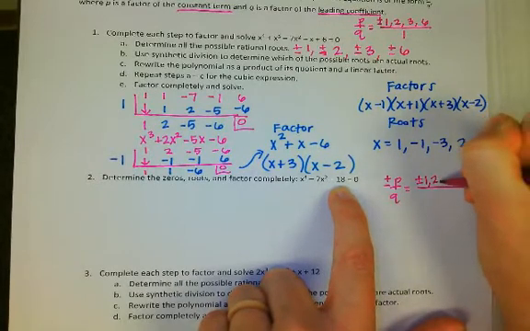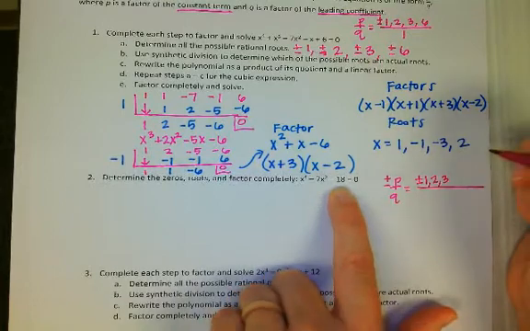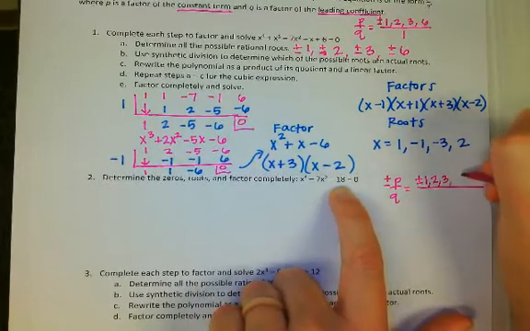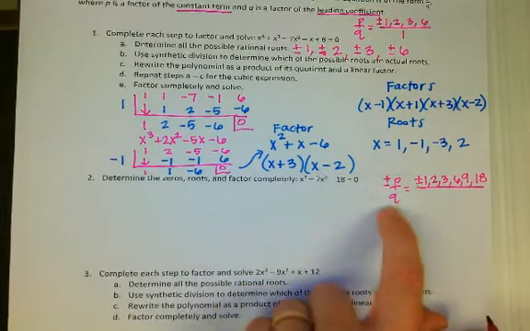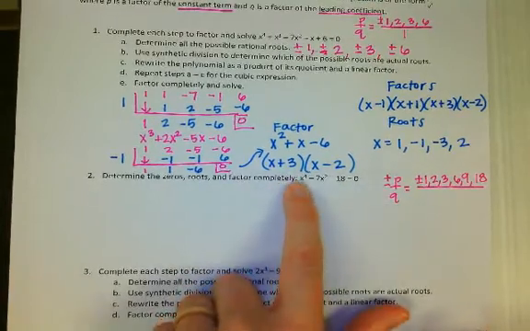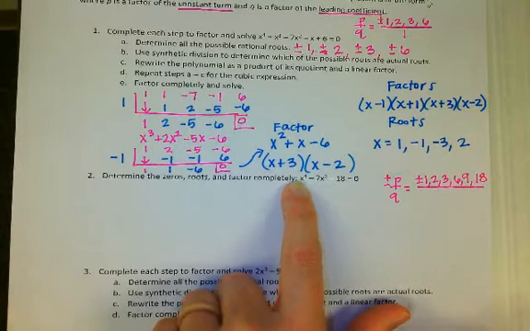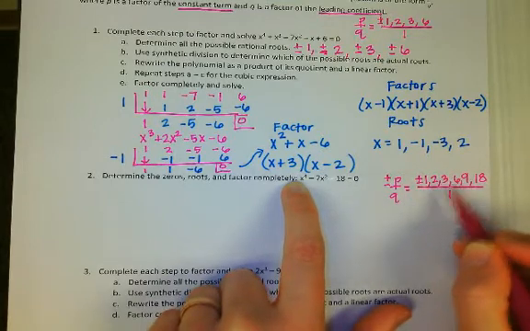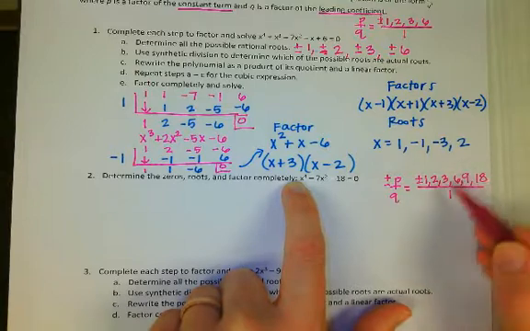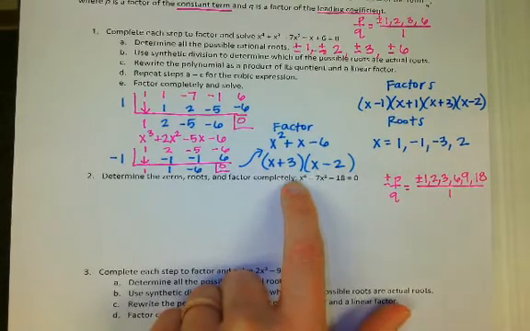1, 2, 3, not 4 or 5, but we have 6, 9, and 18. Q are the factors of the leading coefficient, so 1. So all my possibilities here are positive and negative 1, positive and negative 2, positive and negative 3, 6, 9, and 18.